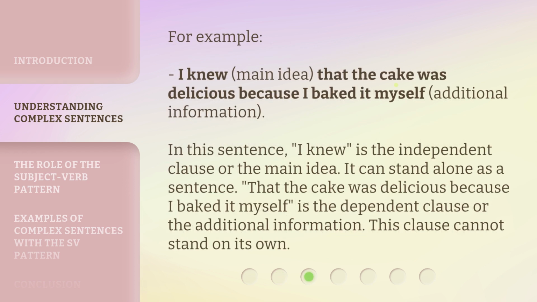For example, I knew, main idea, that the cake was delicious because I baked it myself, additional information. In this sentence, I knew is the independent clause or the main idea. It can stand alone as a sentence. That the cake was delicious because I baked it myself is the dependent clause or the additional information. This clause cannot stand on its own.